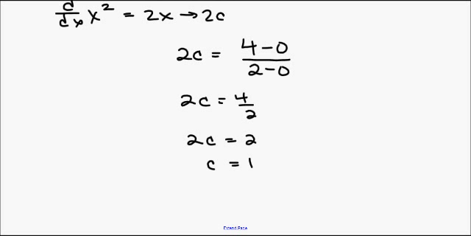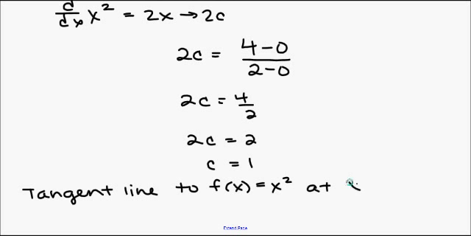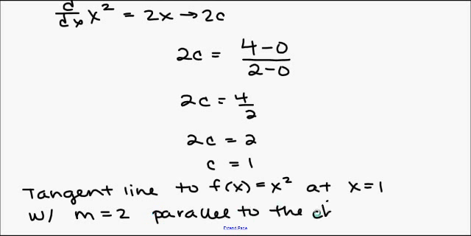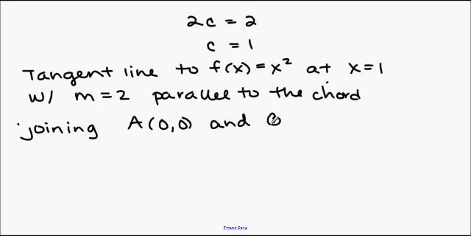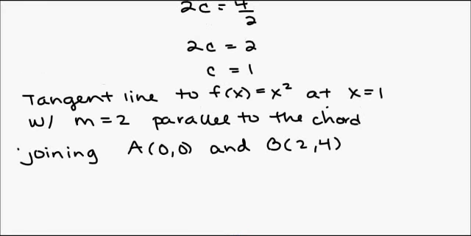That's nice, but what does this mean? What it means is that there is a tangent line, because when we're talking about derivatives, we're talking about tangent lines, to f of x equals x squared at x equals 1 with a slope of 2 parallel to the chord or line segment joining point A at 0, 0 and B at 2, 4.